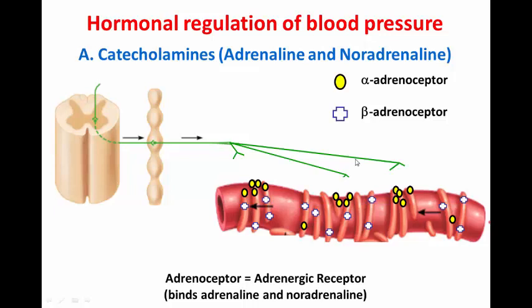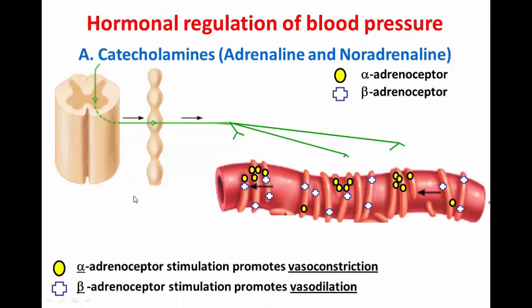The catecholamines, epinephrine and norepinephrine, adrenaline and noradrenaline, have adrenergic receptors in the smooth muscle cells of the blood vessels. They have alpha-1 adrenergic receptors, alpha-1 adrenoceptors, and beta-2 adrenergic receptors. Alpha-1 adrenoceptors stimulation promotes vasoconstriction, while stimulation of the beta-2 adrenergic receptors promotes vasodilatation.